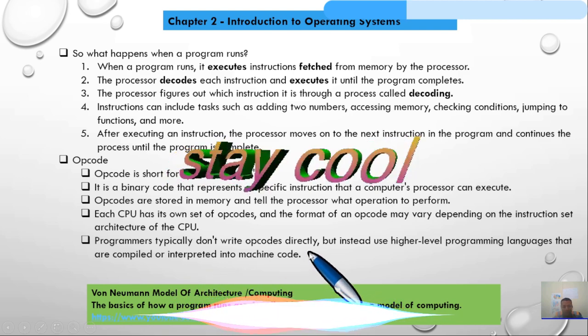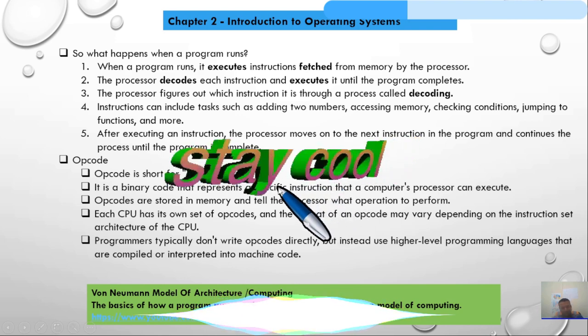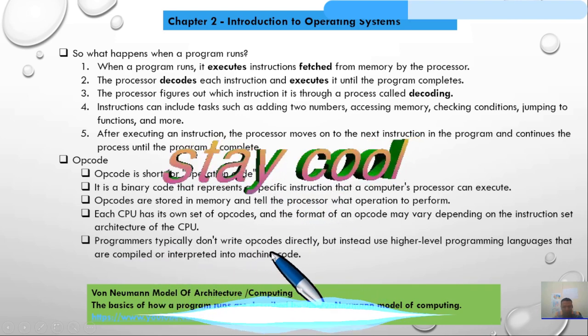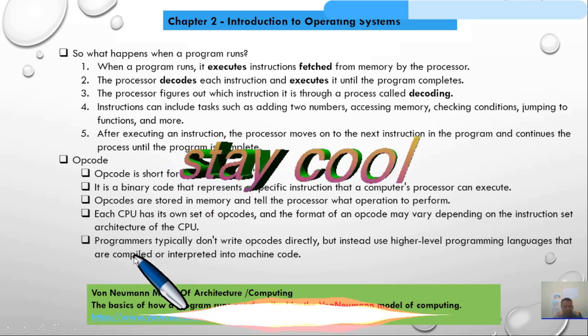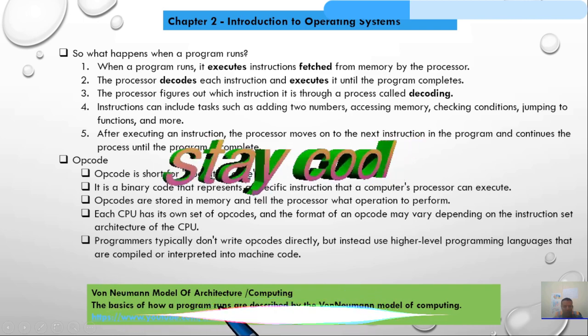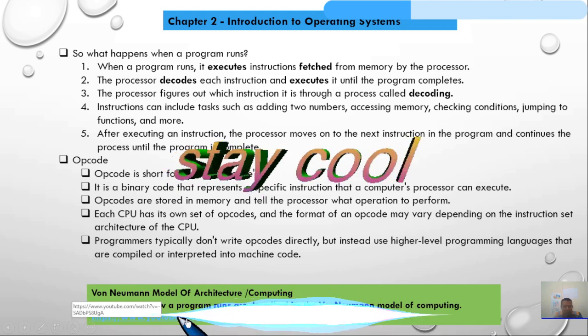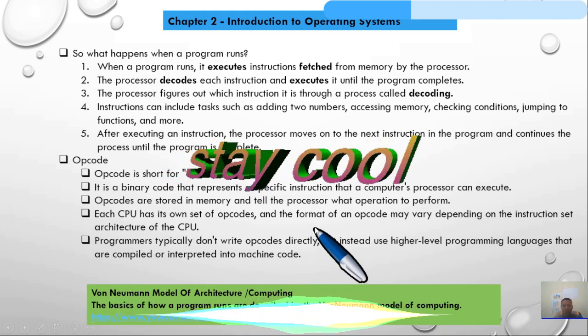So we have the von Neumann model of architecture of computing. In this lecture, I'm assuming you know this. If you don't have knowledge about the von Neumann model of architecture, please go through this link. This is a video. The basics of how a program runs are described by the von Neumann model of computing, so you can check here.